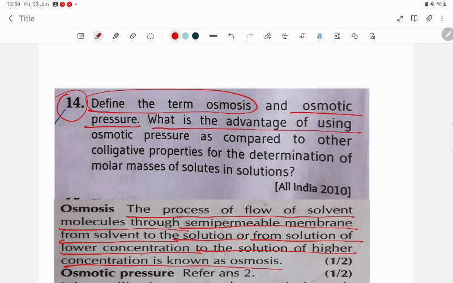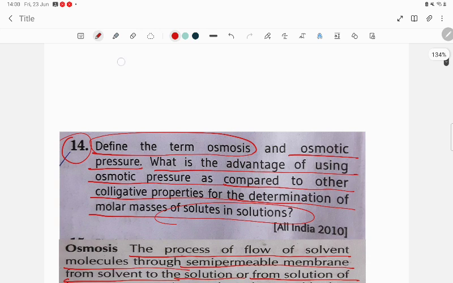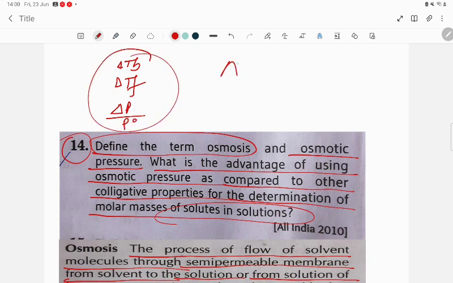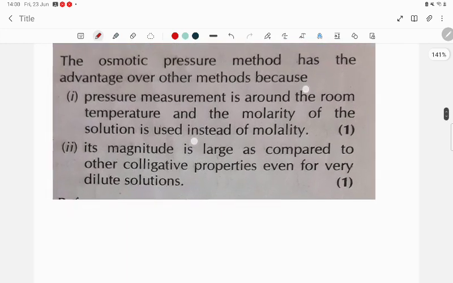What is the advantage of using osmotic pressure as compared to the other colligative properties for the determination of molar masses of solute? We have so many colligative properties like the elevation in boiling point, depression in freezing point, and relative lowering of vapor pressure. Okay, so many things are there, student, but why are we using only pi, the osmotic pressure? What could be the reason here? So let's look over the reason, student.